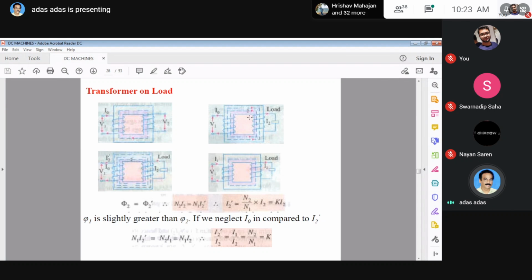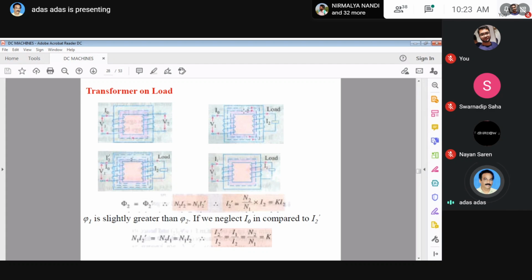What will happen? The flux phi 1 is circulated in this path. If you connect a load here, then I2 will flow due to the induced EMF E2. If I2 flows, then it will create a flux which is in opposition to phi 1.